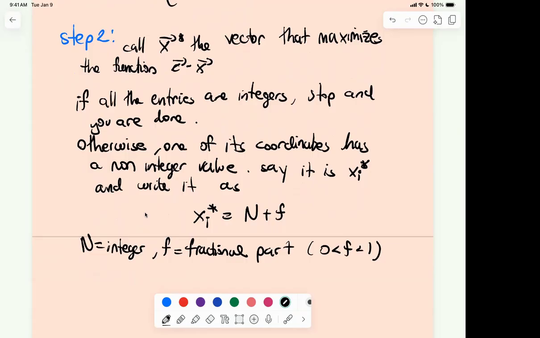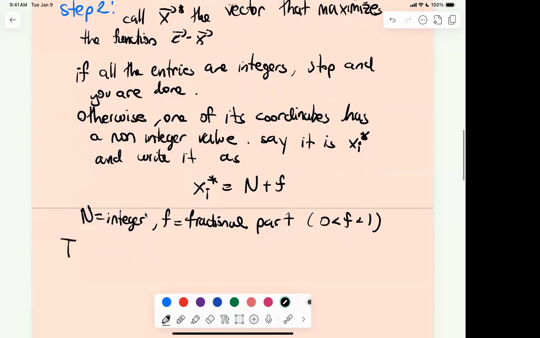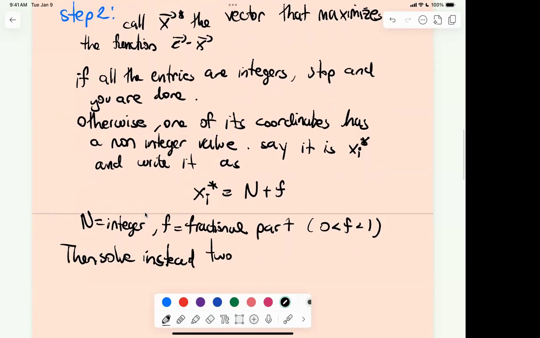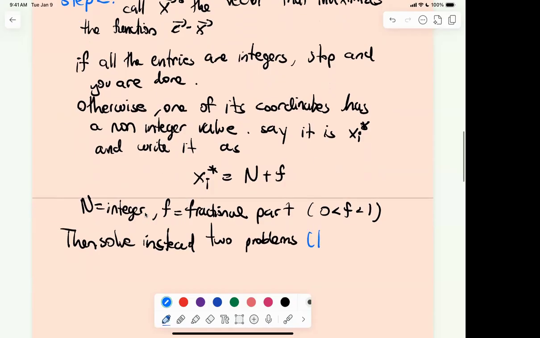Okay, and then basically we do what I was showing you on the animation. You kind of add an extra condition, like you branch the problem into two, one where the values that you're looking for are less than n, and the other branch where the values are greater than n plus one. So kind of like bifurcate the problem into two separate optimization problems. So then solve instead two problems. So this is the branching part. So this is where the branching occurs, right?